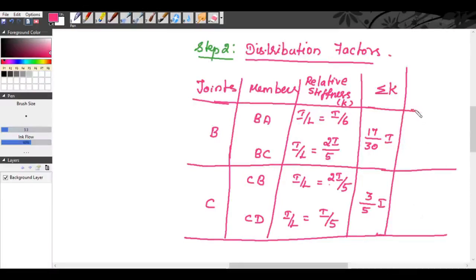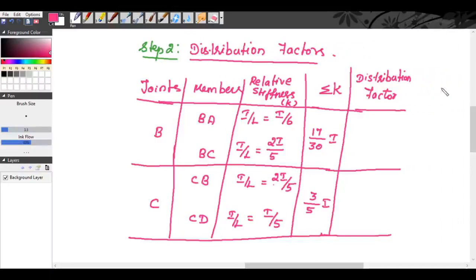Now we will find the distribution factor. We know our distribution factor is K by sigma K. So the first distribution factor, that is for BA, is I by 6 divided by 17I by 30. So we get 5 by 17. This is the distribution factor for BA.